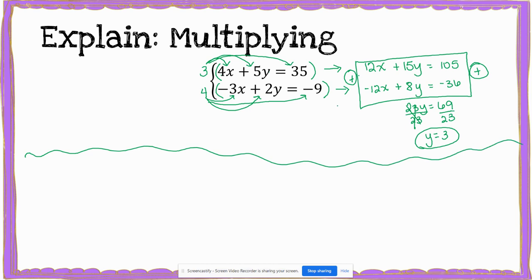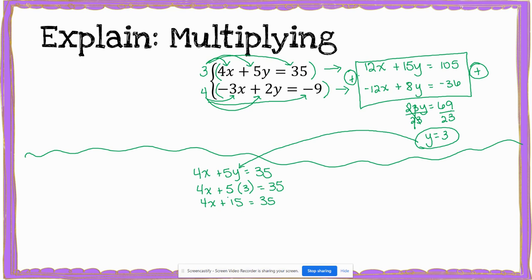And I can take that and I can put it into my equation. Well, my original equation was 4x plus 5y equals 35. Now I'm going to plug that in to my equation for y. 4x plus 5 times y, which is 3, equals 35. 4x plus 5 times 3 is 15.